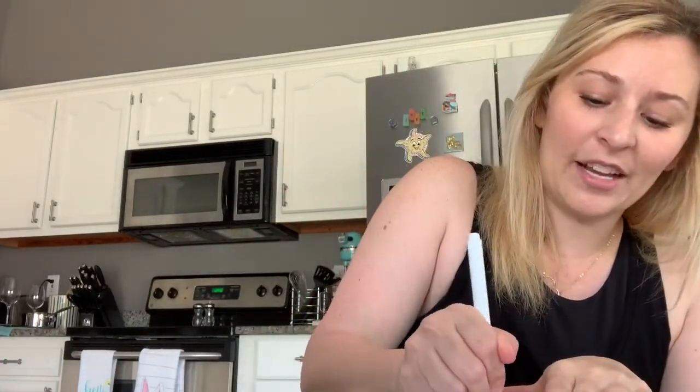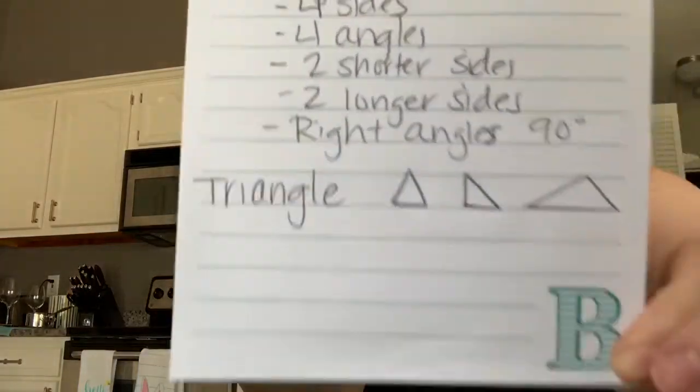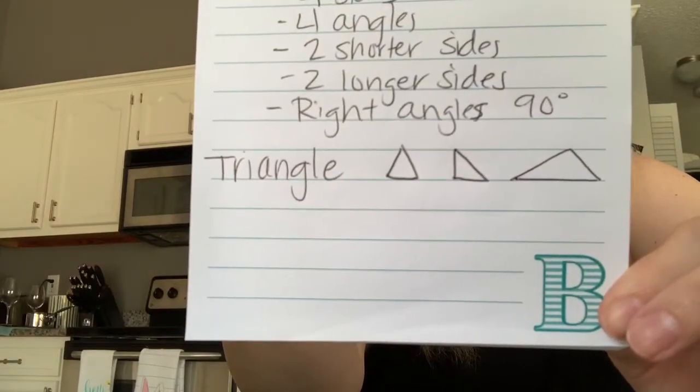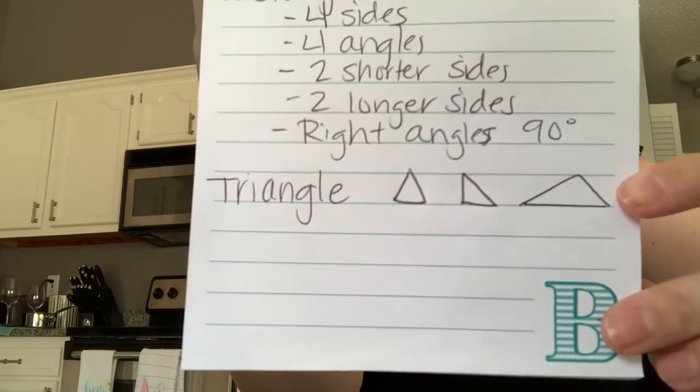Yeah, good job. Okay, I've got my next shape. I'm gonna draw it out, and I want you to tell me what are its biggest features that make it a triangle. What makes a triangle a triangle? These are examples of triangles.